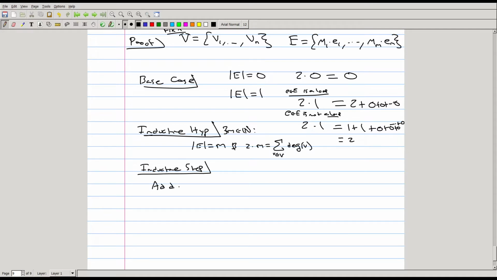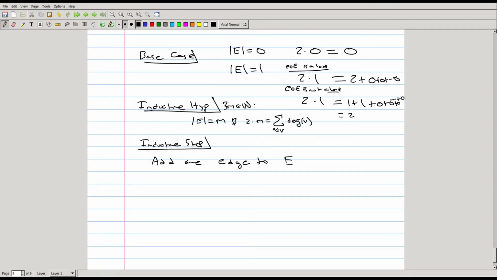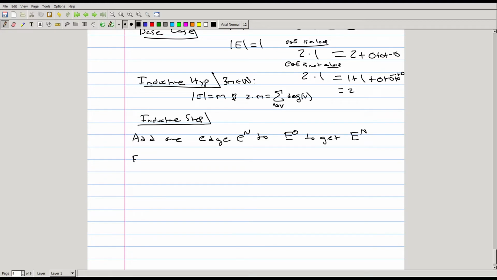And then the inductive step. We're going to add one edge to E, and we'll say that E old is the old edge set, we add one edge to E old to get E new edge set. And we'll call the edge specifically little e n. We have that either en is a loop or it is a normal edge. And both of these we can deal with, and I'm going to split this into two parts. And I'll deal with each possibility in turn.